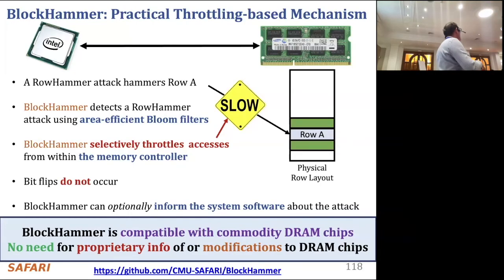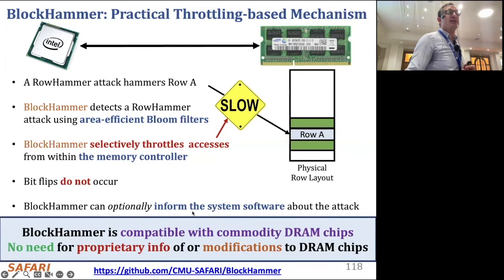And this approximate is good because it's cheaper. But it has false positives, meaning that you may actually be throttling some row activations unnecessarily, even though they may not be causing RowHammer bit flips. Basically, BlockHammer selectively throttles accesses from within the memory controller. If an access is going to a row that we think is going to cause bit flips to victim rows, we stop access to that row. That's the idea. And you can do this securely. You can prove the security guarantees.